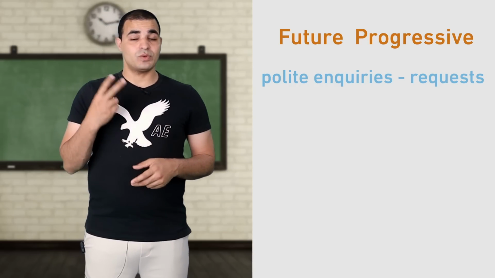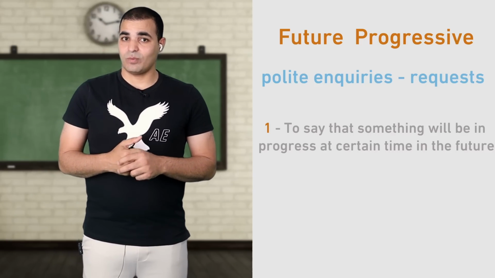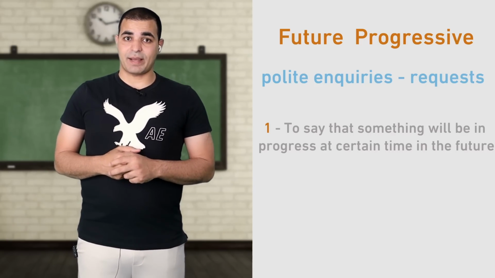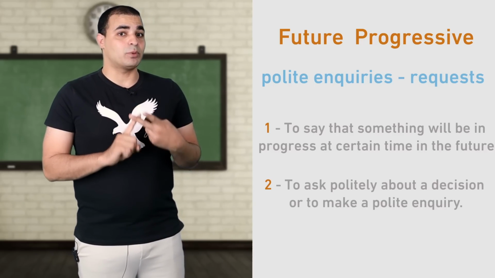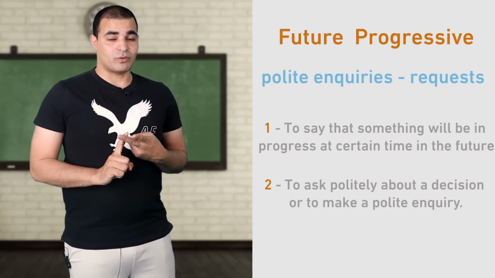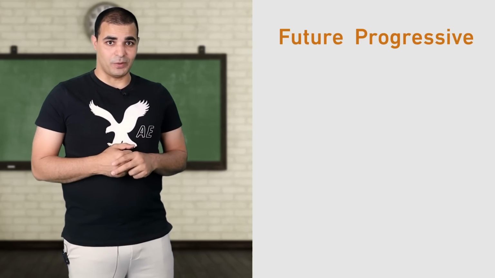So to recap, two scenarios for using future progressive. 1, to say that something will be in progress at a certain time in the future. 2, to ask politely about a decision or to make a polite inquiry. Are you ready for a quick test? I sure hope so. I'll give you a sentence that I'd like you to make the future progressive form of, to ask politely. I'll answer the first one for you, of course.